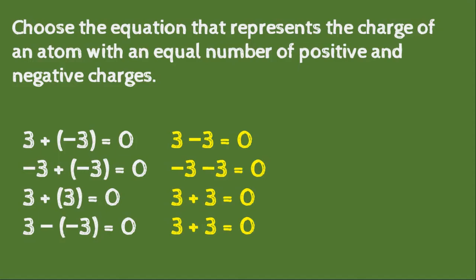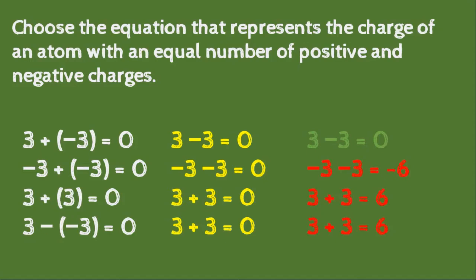And for the last step, we only have to figure out if they make sense. So 3 minus 3 obviously is 0. 3 minus 3 equals 0. For the next one, minus 3 plus negative 3 would be negative 6. That is not equal to 0, so this is the wrong answer.